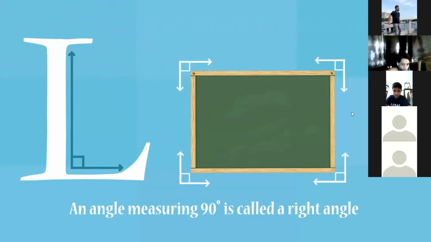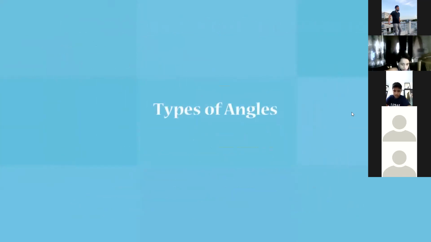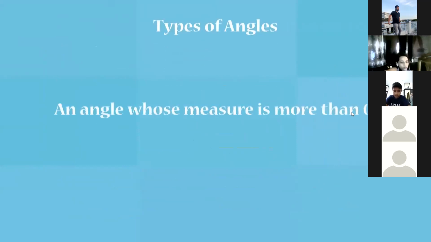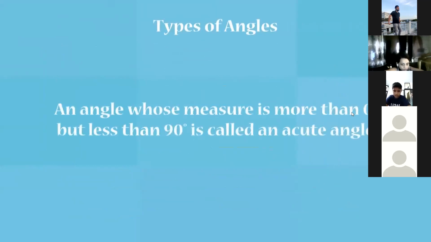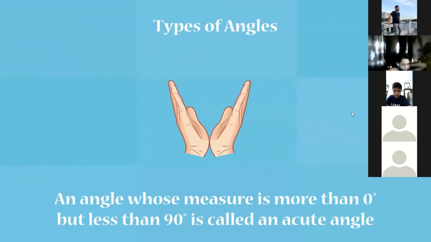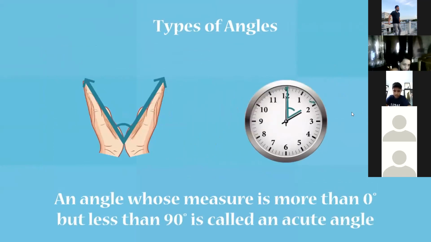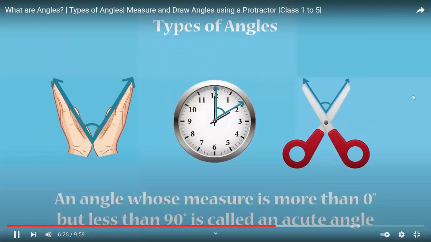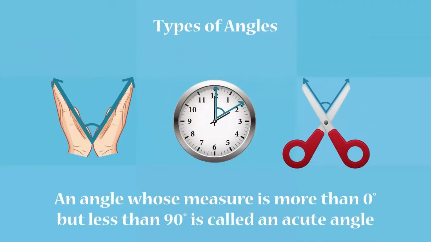That's one type of angle. Let us learn about other types of angles. An angle whose measure is more than 0 degrees but less than 90 degrees is called an acute angle. Try to form a small V using your palms. It will form an acute angle.